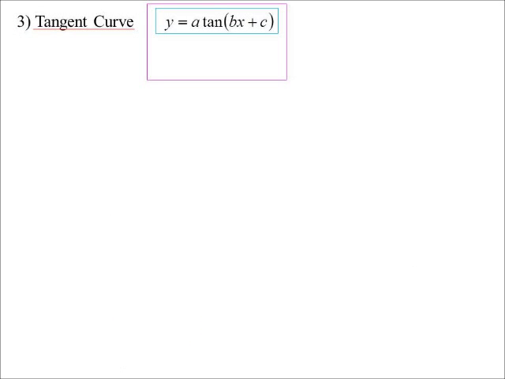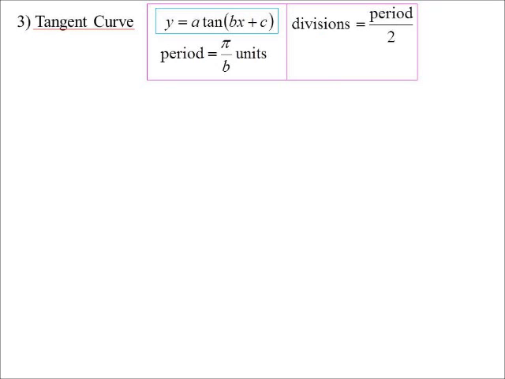Let's do tan then. A tan bx plus c. Well, we don't have an amplitude for tan curves. Remember, they go off to infinity, down to -infinity. Period is only pi on the basic one. So when we generalise, it'll be pi divided by b, not 2 pi divided by b. Divisions now will be period divided by 2, because there's only 2 sections for a tan graph. And the shift still will be c on b to the left.